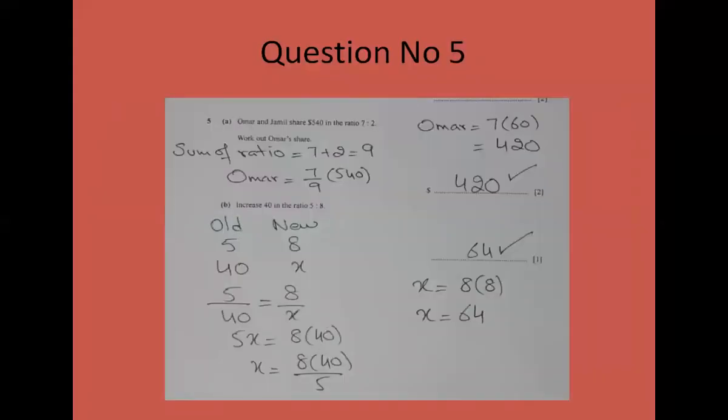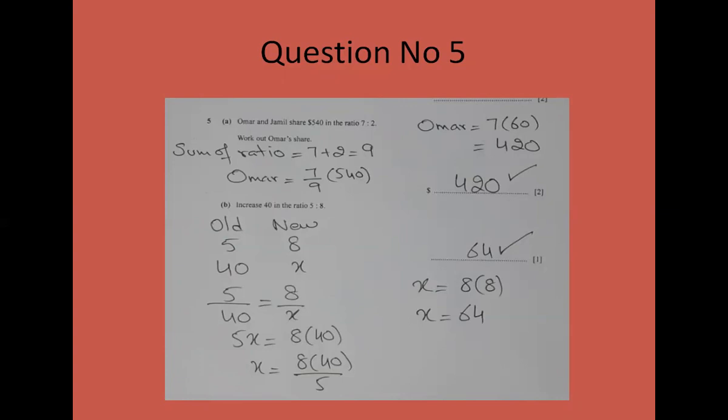So sum of ratio will be 7 plus 2 and that will be 9. And Umar's share will be 7 by 9 into 540. So 540 can be cancelled with 9. So that will be 60. So 7 into 60 will be 420. So the $420 is Umar's share.